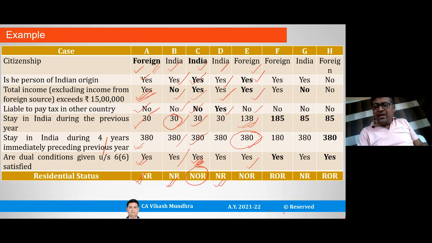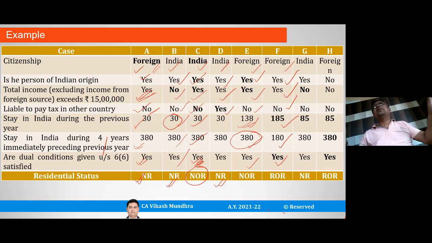Number F. Foreign citizenship, person of Indian origin, yes. Total income exceeds, yes. Liable to pay tax in other country, no. Stay in India, 185 days. Stay in India during the 4 years immediately preceding, 180. Are dual conditions satisfied? Yes.